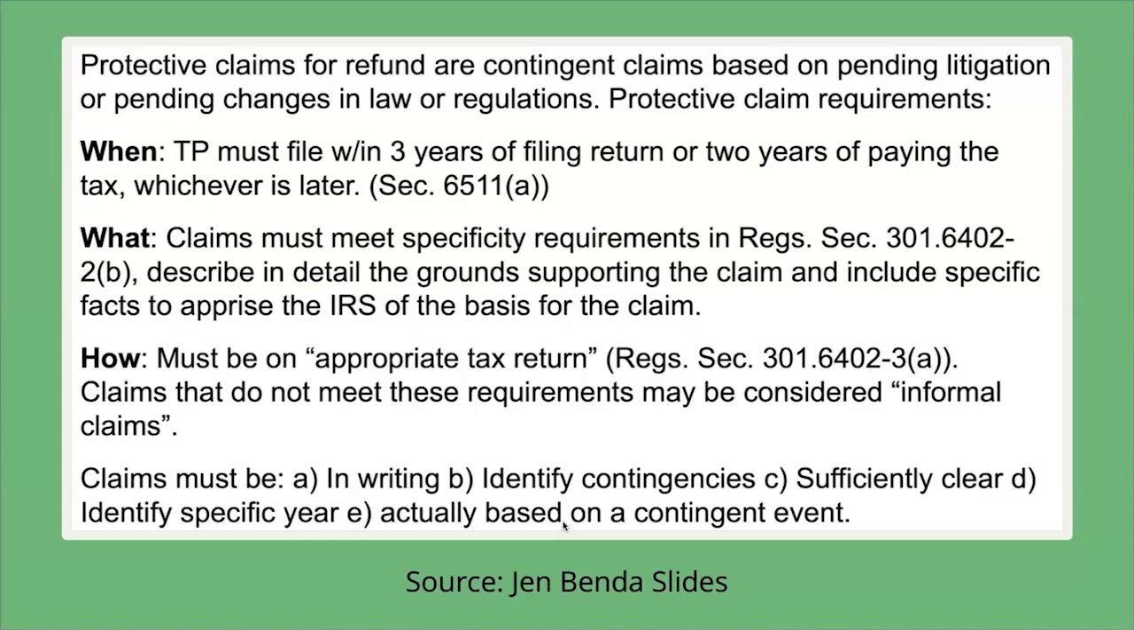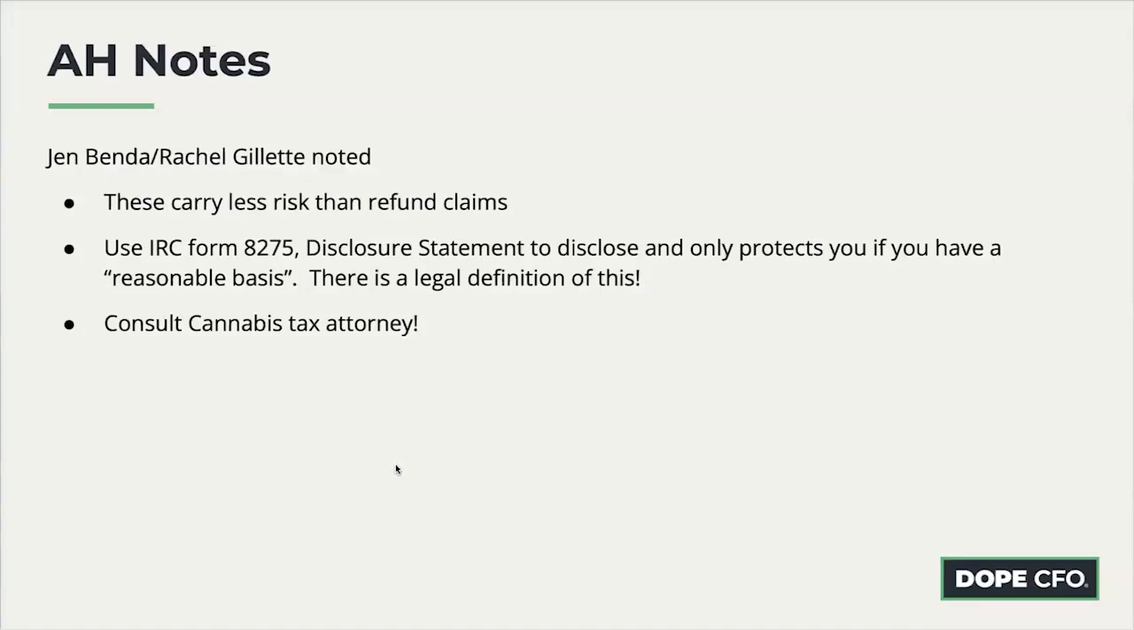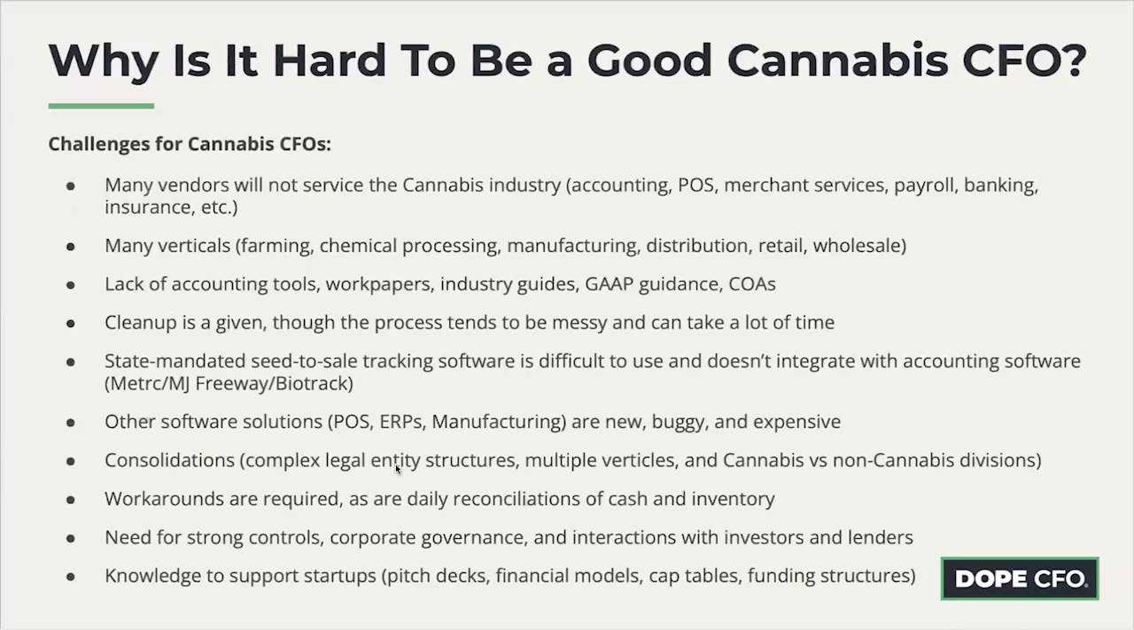Make sure you do those things right. If I was doing it again for a client, I would still want a rubber stamp from a tax attorney in the space like Jen Benda. These are less risky, though they might still bring an audit. If you're the preparer, you can file Form 8275, which helps protect you if you have a reasonable basis. Make sure you know that definition. There is a legal definition in the IRS code of what is reasonable. I think it's more likely than not, or a 10% or more chance of success if it's challenged.